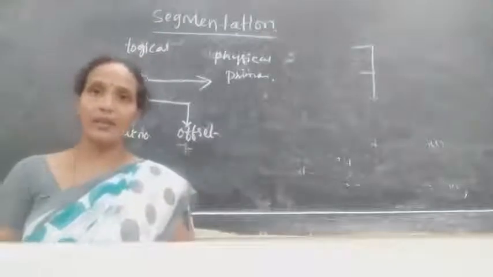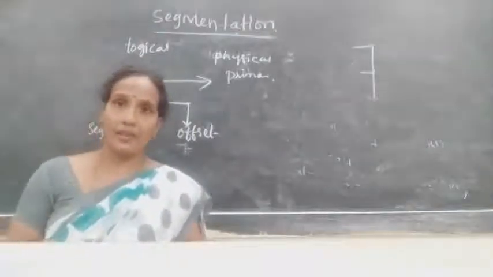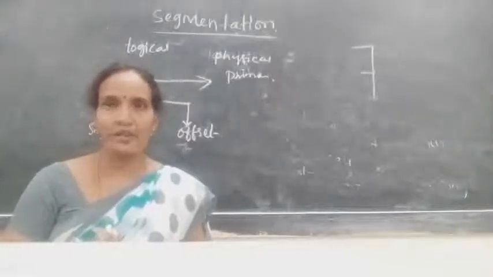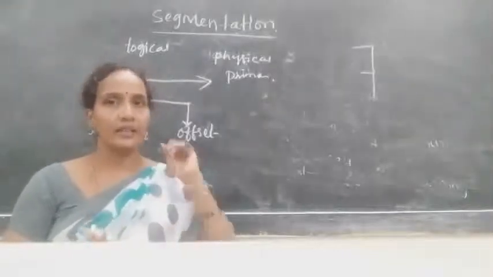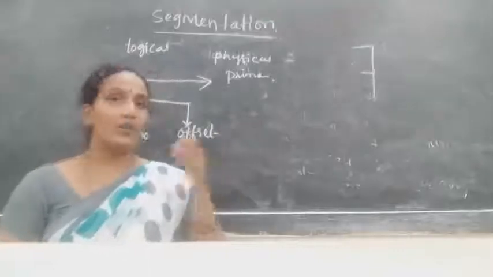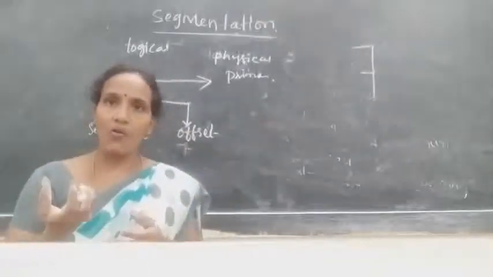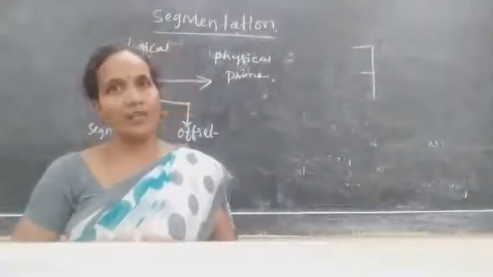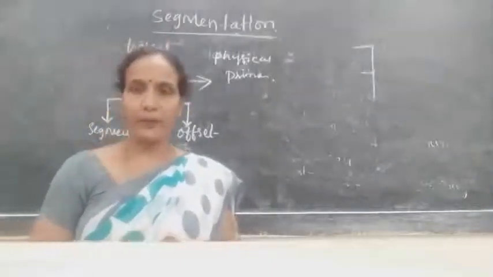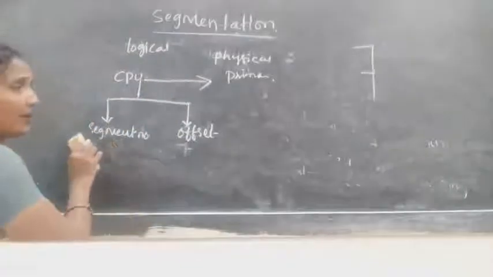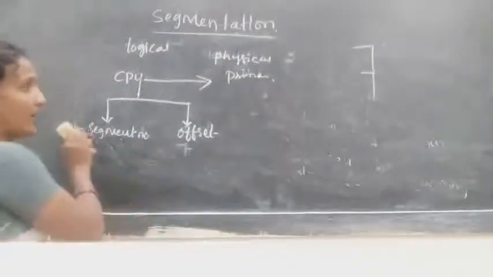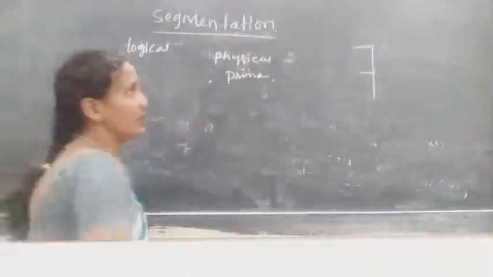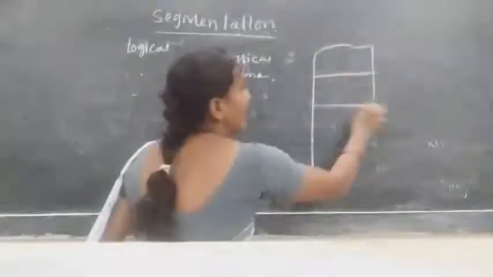What is a segment number? From which segment the CPU wants to read the content, that is the segment number. And from that segment, how much it wants to read, that is the offset. Understand? So segment means from which segment it wants to read, and offset means how much it wants to read. Here I will explain with the previous example.